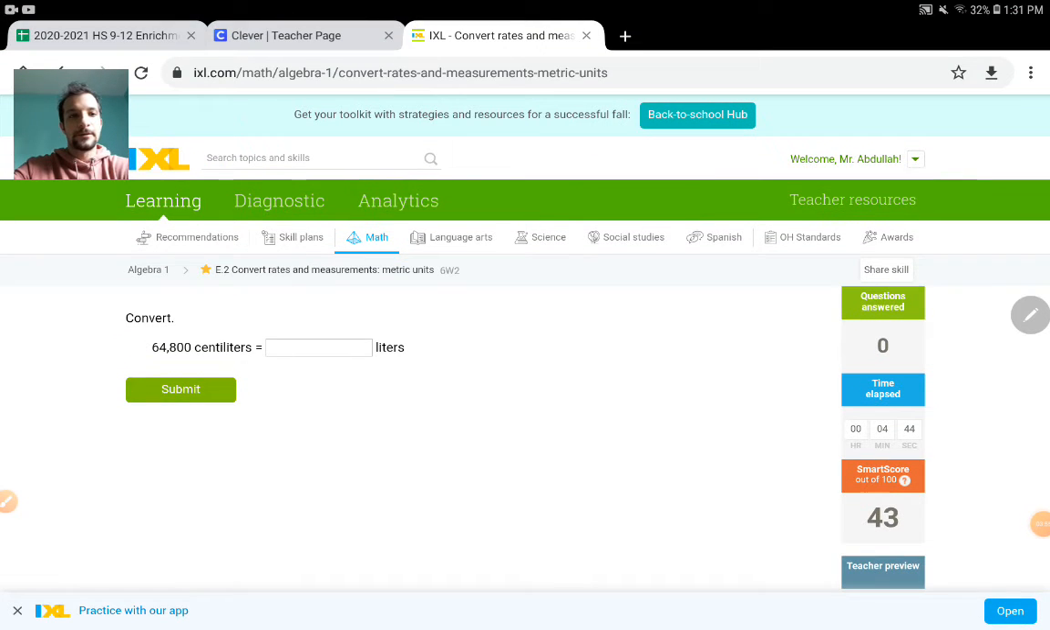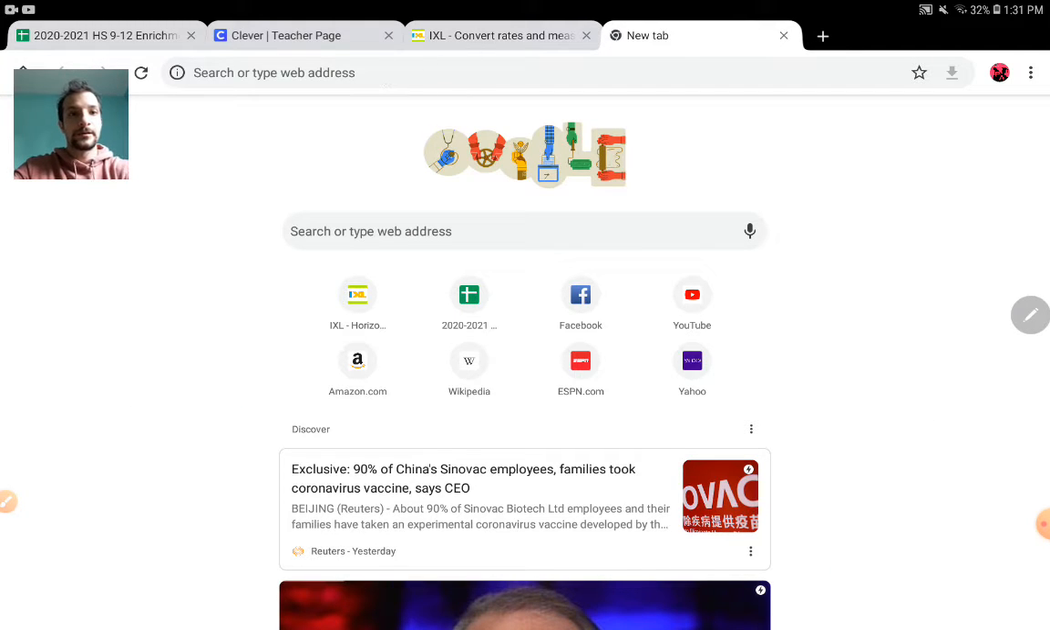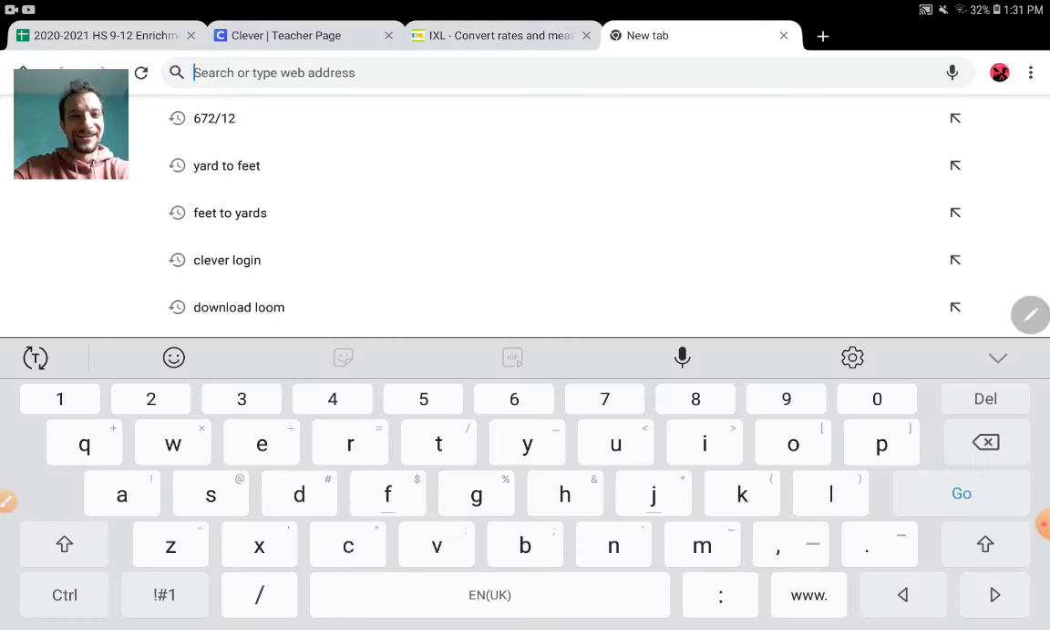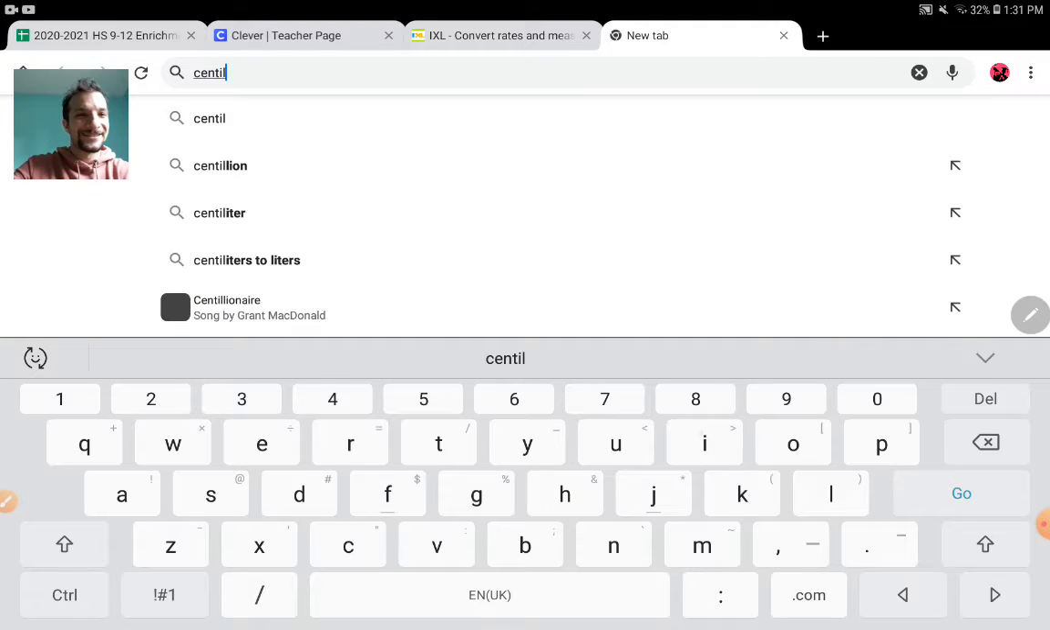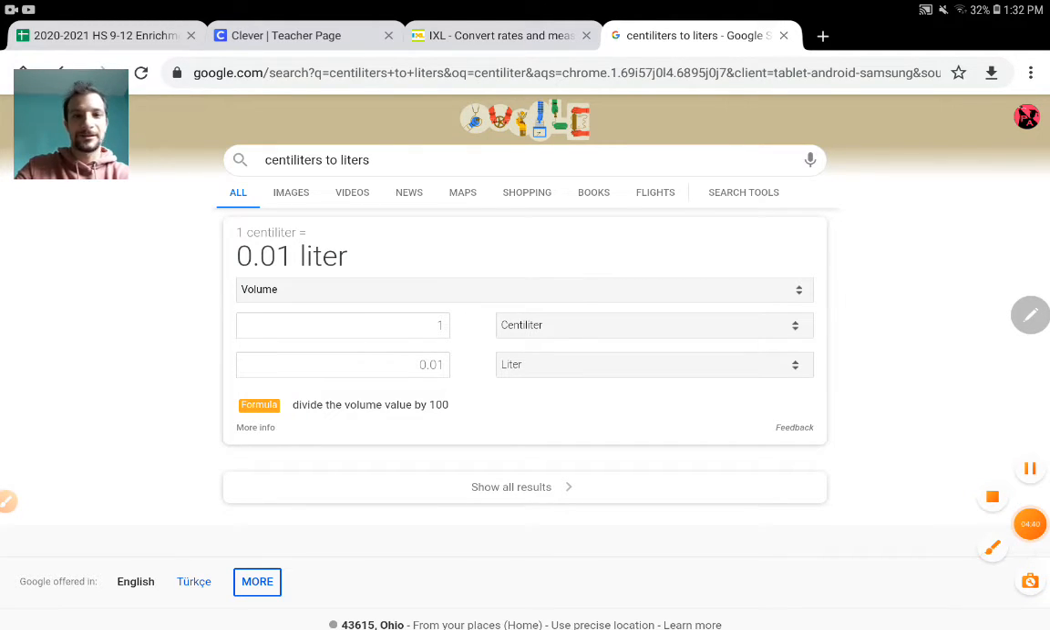Here's another example. Let's see how many centiliters are in a liter. By the way, if you have centiliter and liter, let me see how I can explain this. Okay, instead, let me just show you. Centiliters to liter is going to give me a number that is less than one. So instead of doing this, I want to Google liters to centiliters, because I don't want to deal with this. Or you can do this, let me show you another way.